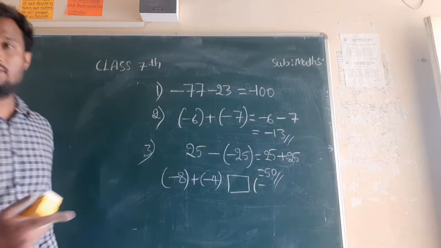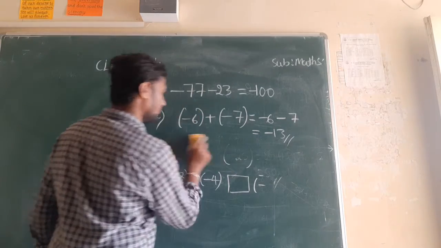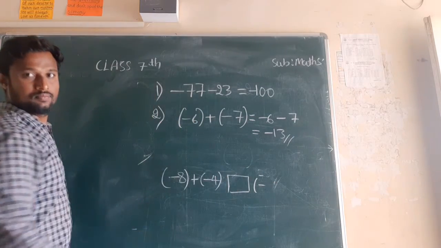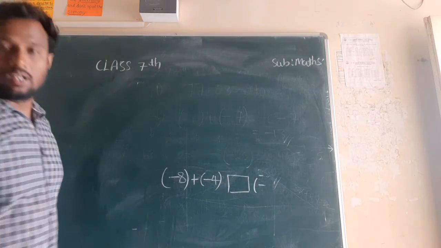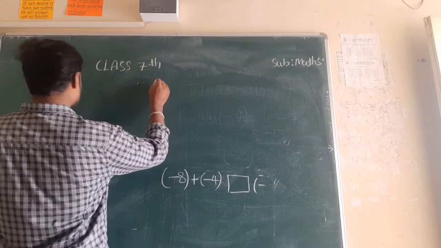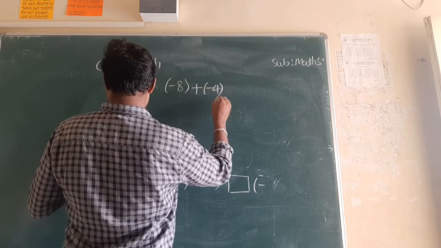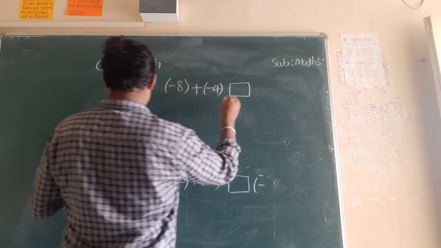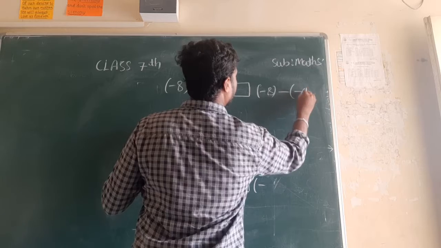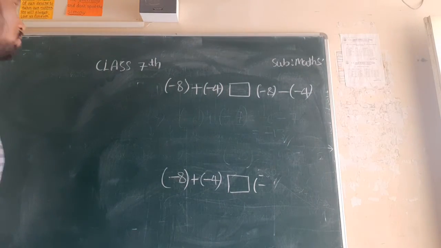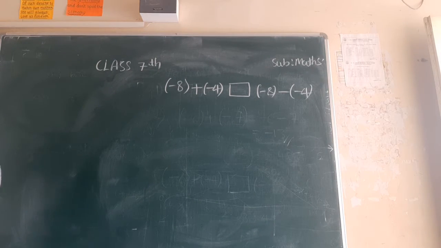Write all these examples. When you are writing, just pause the video and you can write that. I will write the same problem here: minus 8 plus bracket minus 4, and minus 8 minus into bracket minus 4. So we have to compare these two values. How to compare these two values? We just have to calculate them.